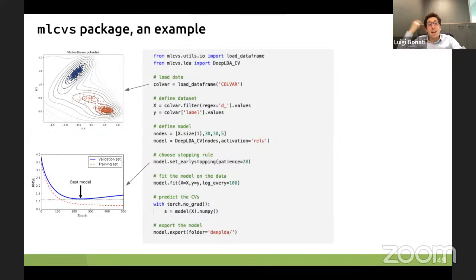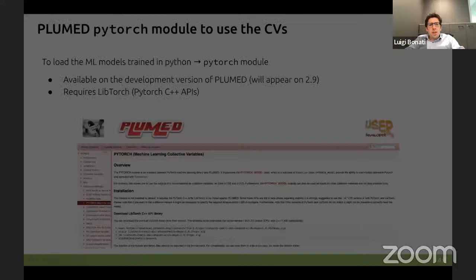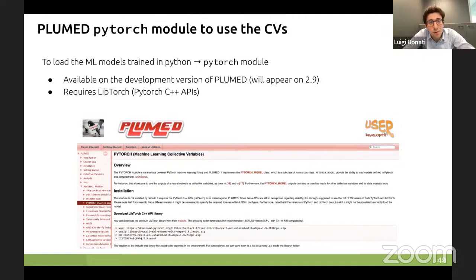And finally, once we have fitted the model, we can export it. When we export the model, we use TorchScript, which is PyTorch's just-in-time compilation. This allows us to serialize the model and use it without any Python dependencies. For instance, we can deploy it in a C++ program, and so also in PLUMED. For this purpose, I developed a PyTorch module which contains an interface between PLUMED and PyTorch and allows us to load any model compiled with TorchScript from PyTorch.